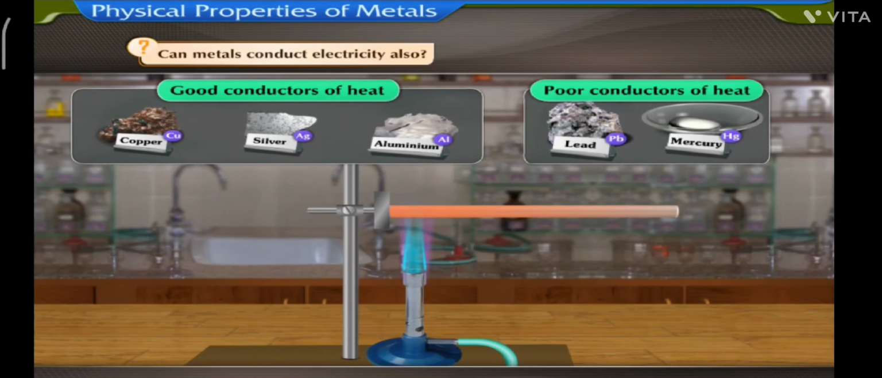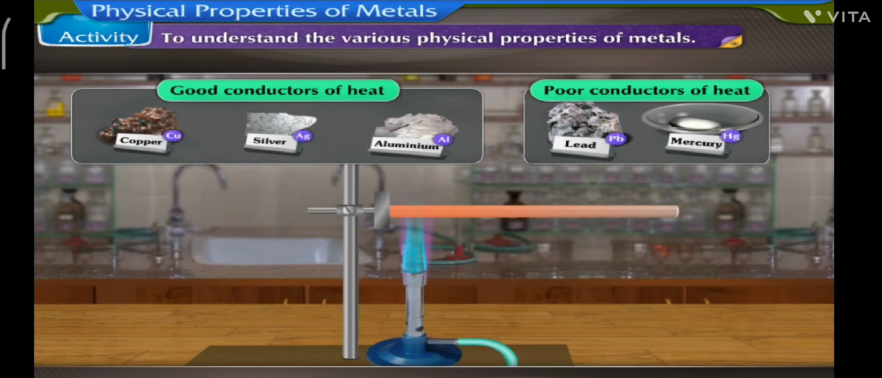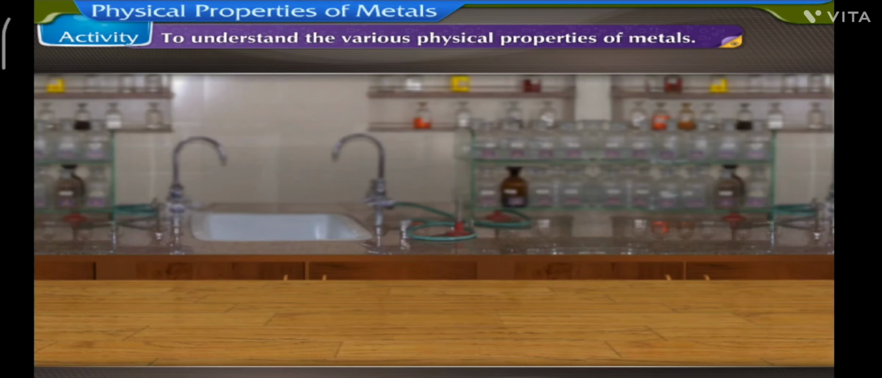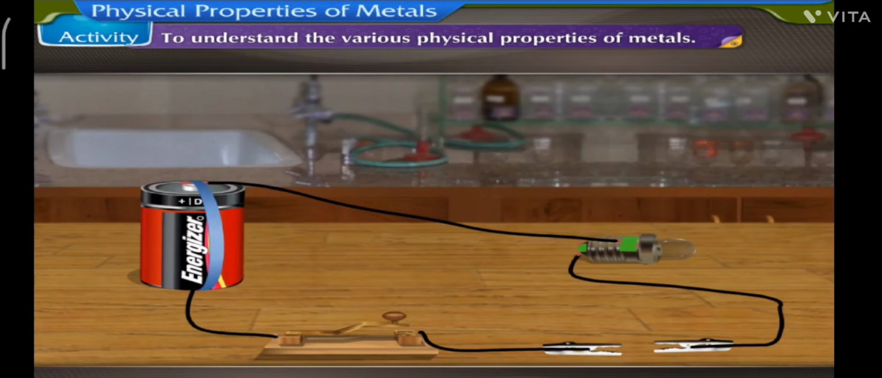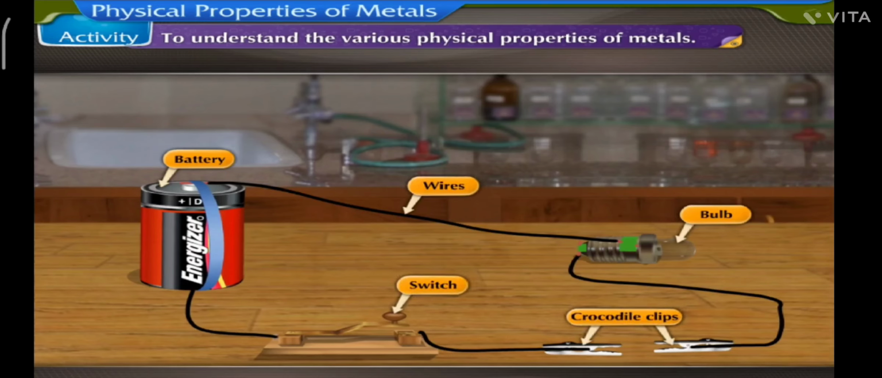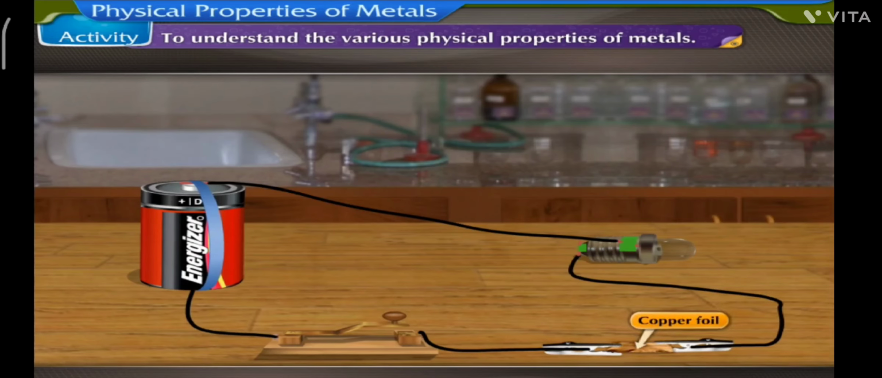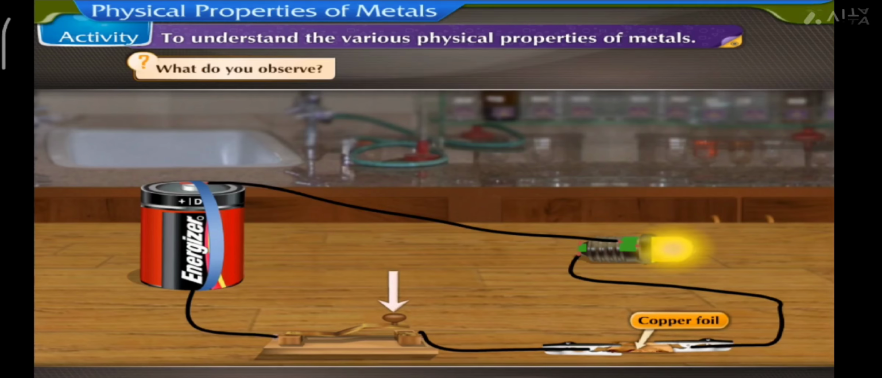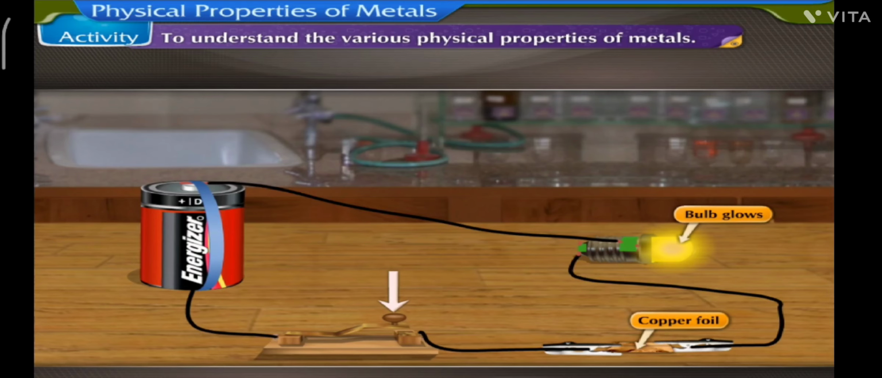Can metals conduct electricity also? Let us perform an activity to understand this. Let us first set up an electrical circuit using a battery, bulb, switch, connecting wires, and crocodile clips. Insert a copper foil between the ends of the crocodile clips. Now, switch on the current. What do you observe? The bulb glows. This shows that the copper foil can conduct electricity.